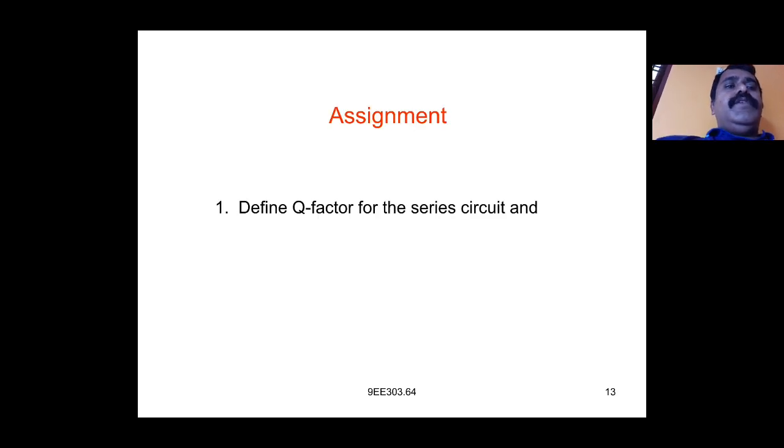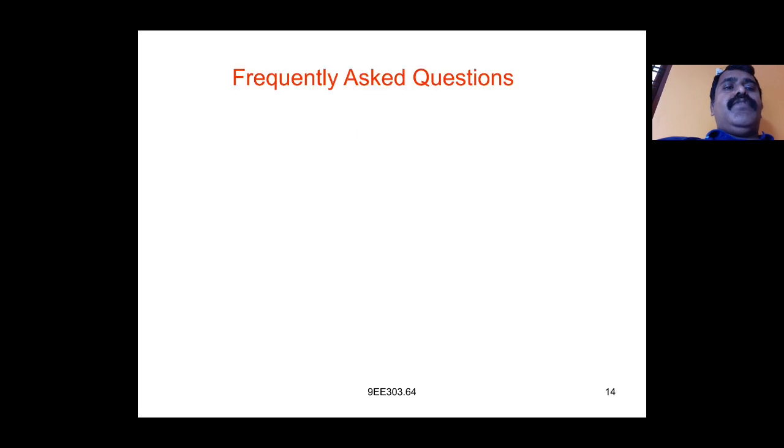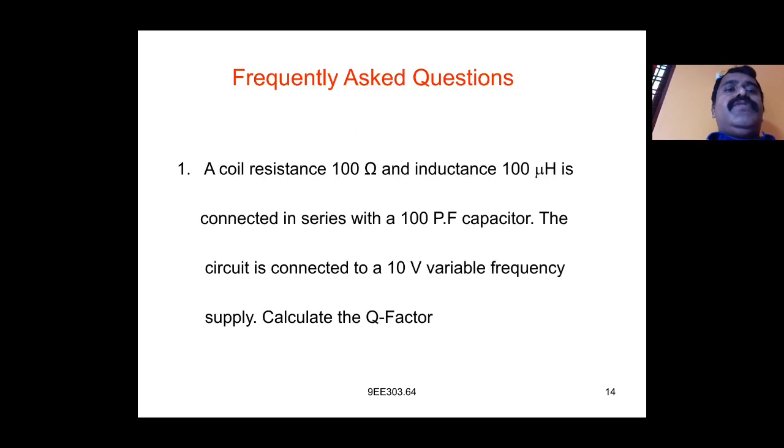Define the Q factor for a series circuit and express it in terms of circuit parameters. Frequently asked question: a coil of resistance 100 ohms and inductance of 100 microhenries is connected in series with a 100 picofarad capacitor. The circuit is connected to a 10 volts variable frequency supply. Calculate the Q factor.